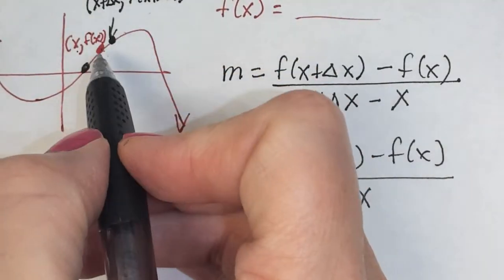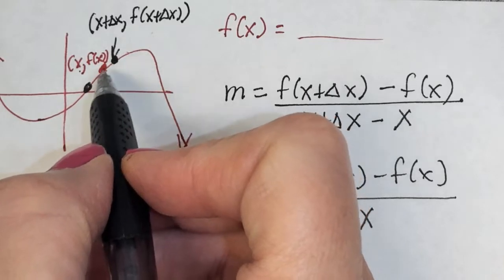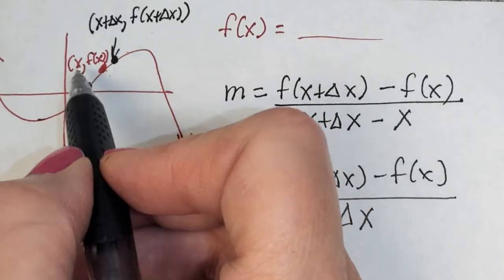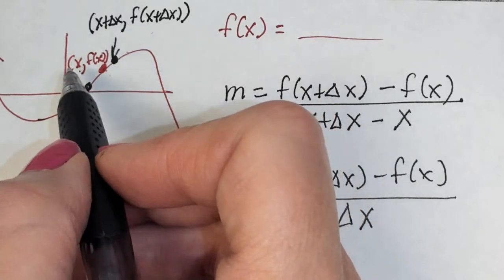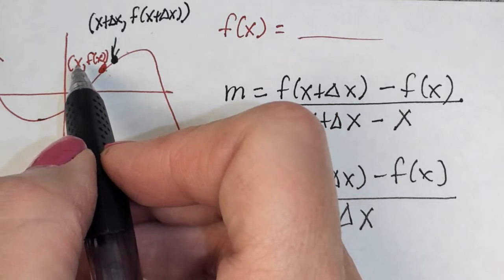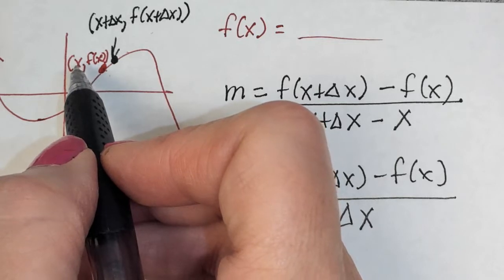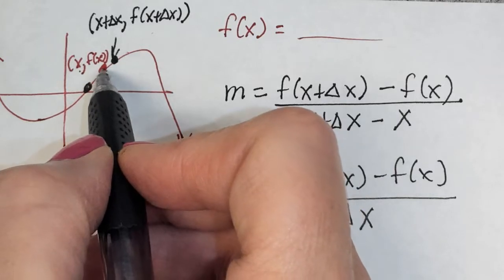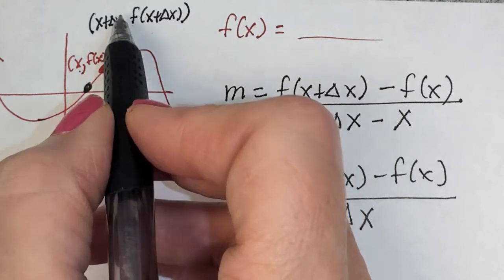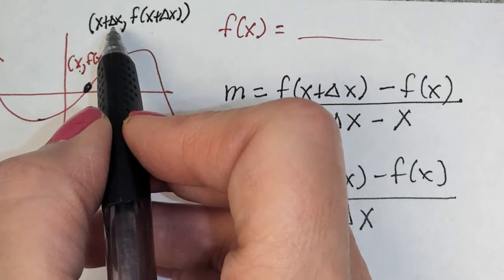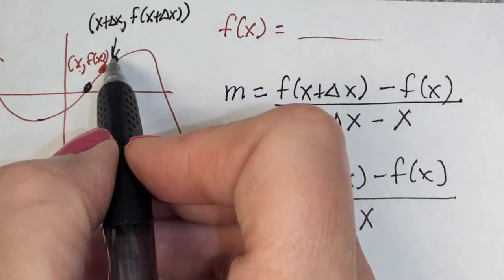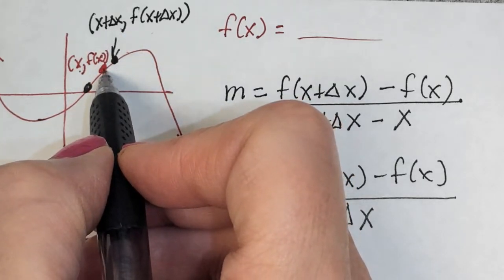If I want to know the slope at this one point, rather than for these 2 points, how far away should those 2 points be? Should they be 1 unit away, 2 units away, 0 units away? How far apart should they be? If I'm trying to find the slope right here, what would delta x really need to be to make it so this point is truly right there? 0. Delta x has to be 0.